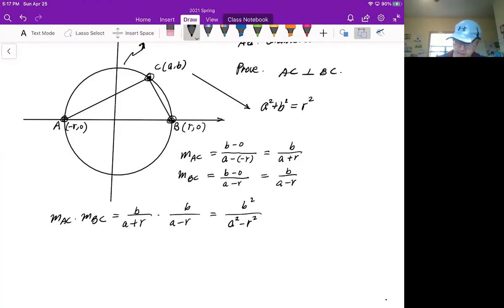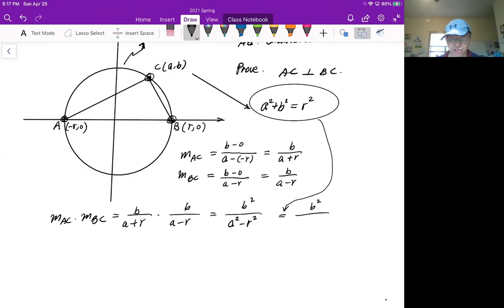Now I can get from here. So just because we have this, what is the A squared minus R squared? Well, A squared minus R squared is equal to negative B squared, right? And so that gives me the -1. And therefore, that implies that the AC is perpendicular with the BC. So that's cool. Can you see that?